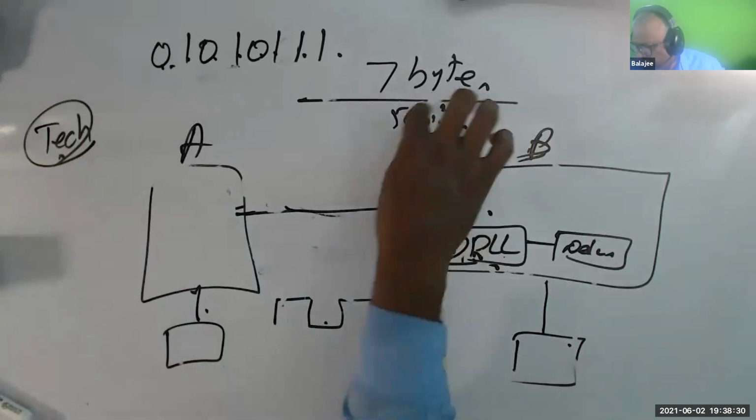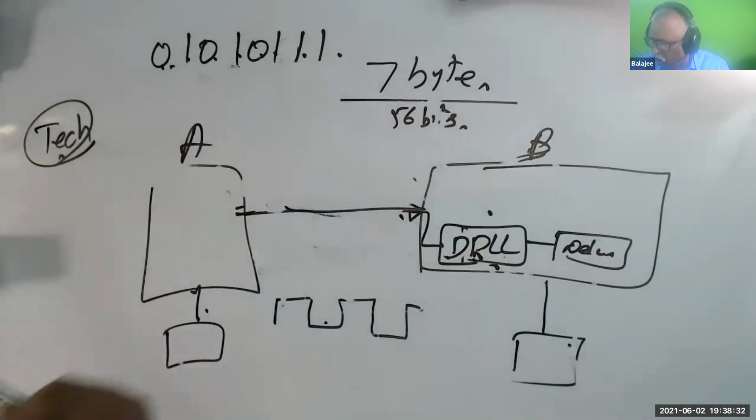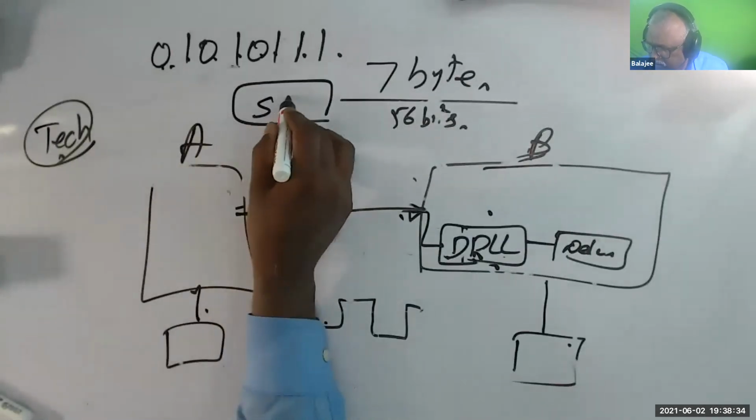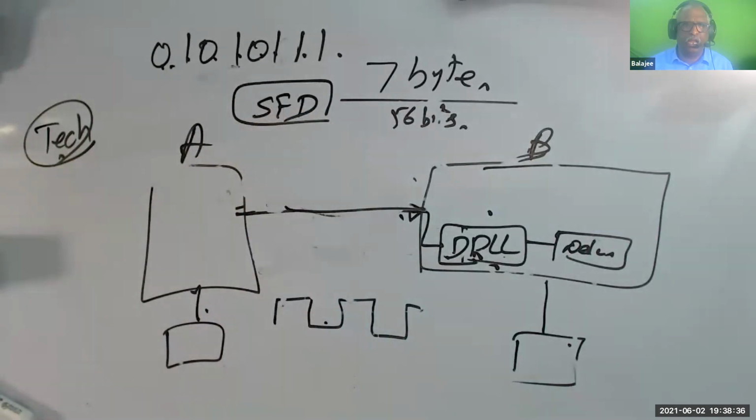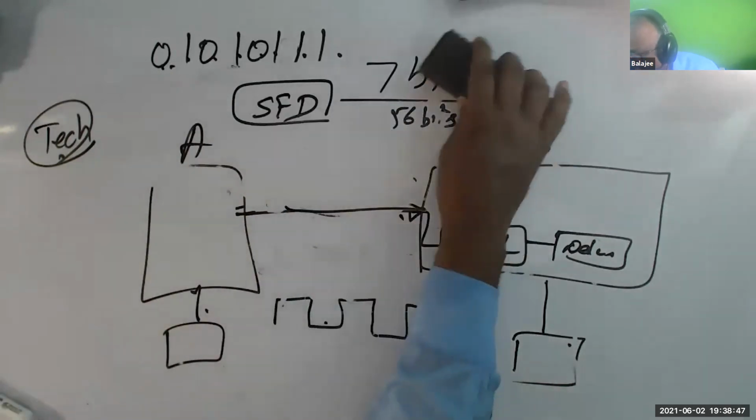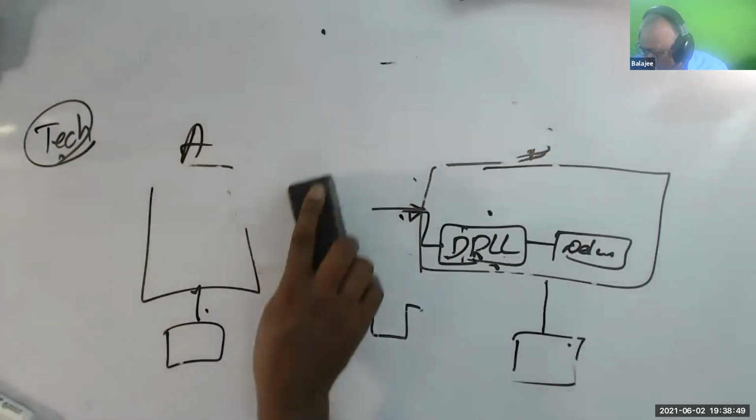This is called 7 bytes, and this data is called SFD, start of frame delimiter, SFD. Yeah, preamble is nothing but a clock. We call it a preamble, but I have only one wire.